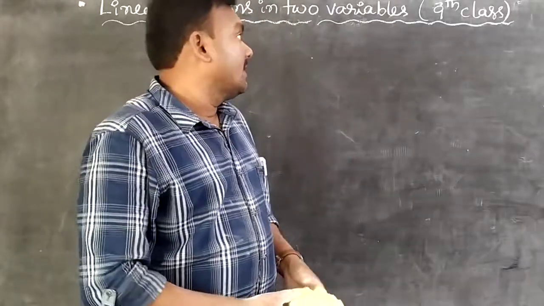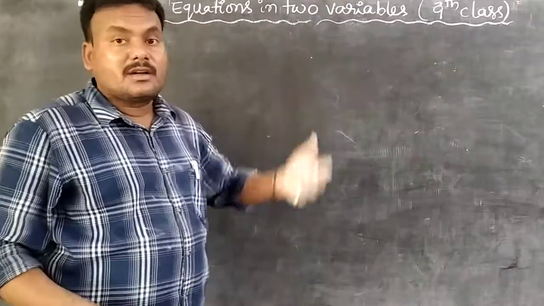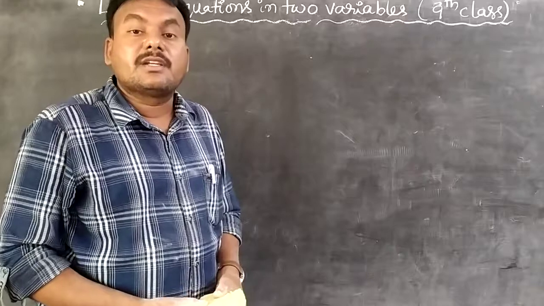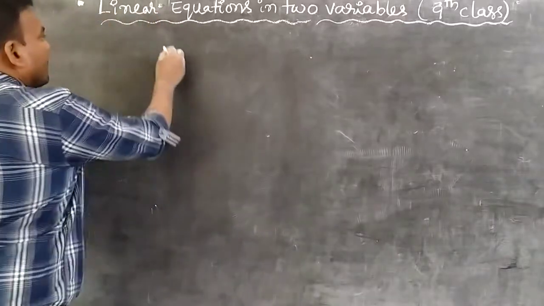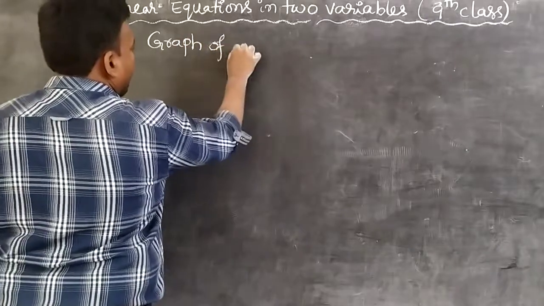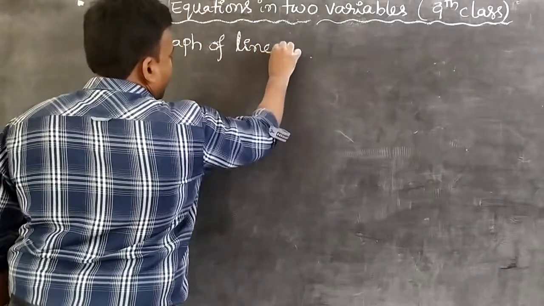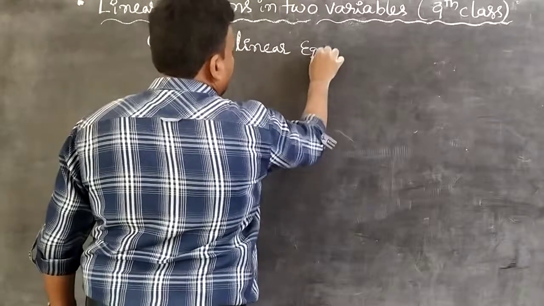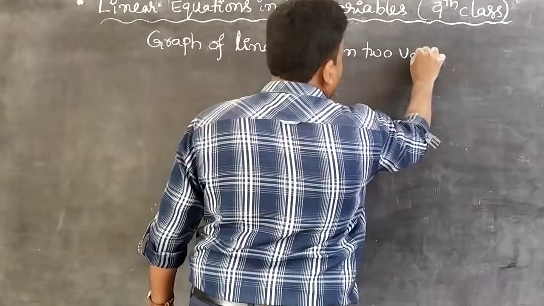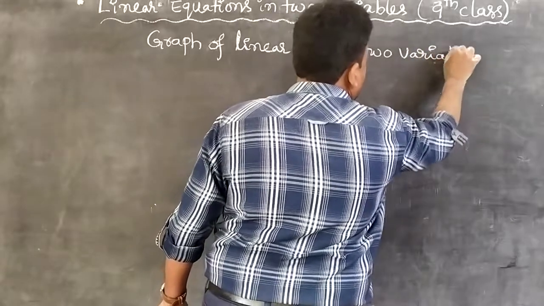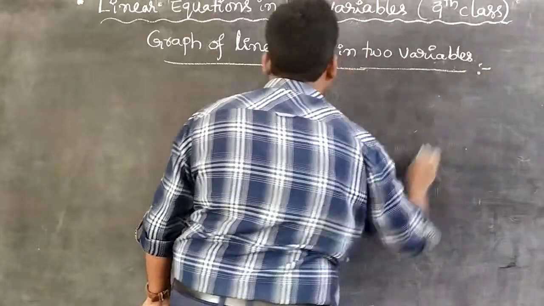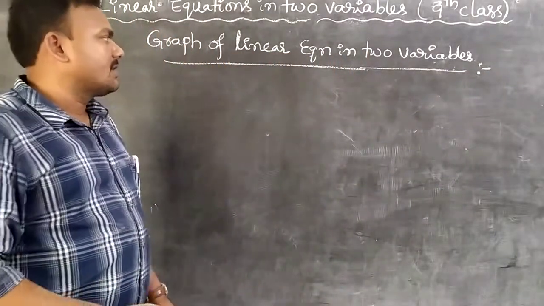So, we have already discussed different concepts of linear equations in two variables. Then here, what is the graph of a linear equation in two variables? Observe, students, this is the last concept of this chapter: the graph of a linear equation.